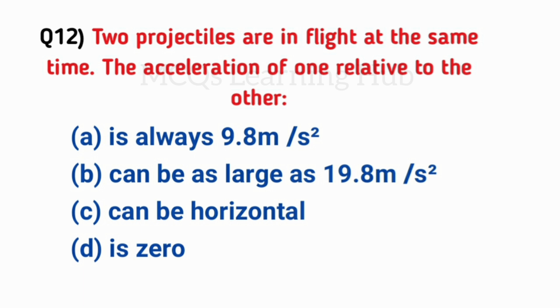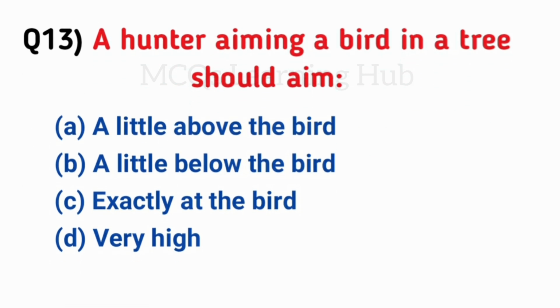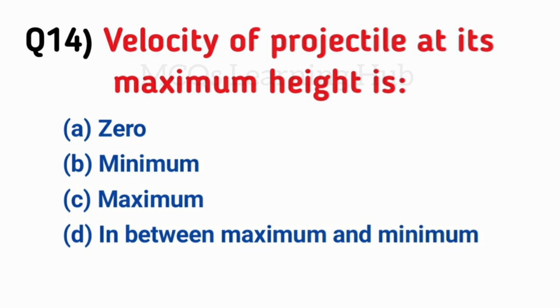Two projectiles are in flight at the same time. The acceleration of one relative to the other. Option D is correct. A hunter aiming a bird in a tree should aim. Option A is correct. Velocity of projectile at its maximum height is.